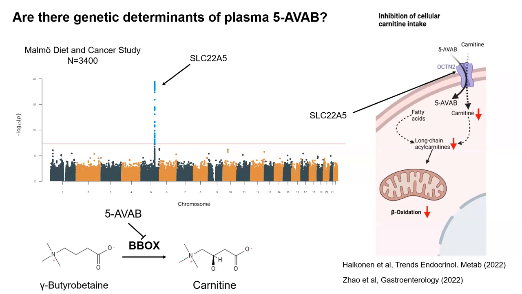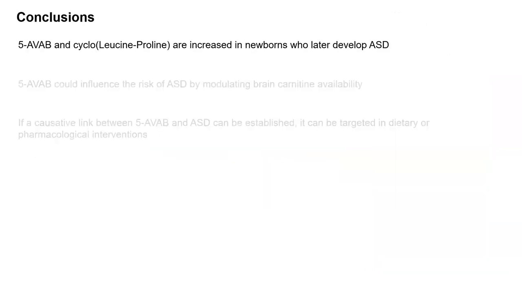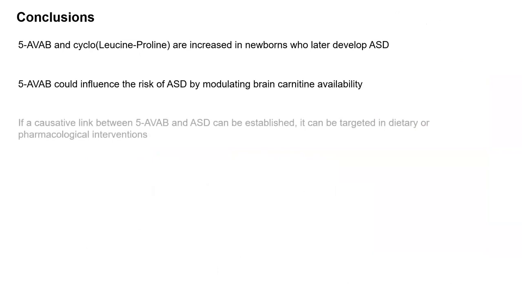We try to put this all together to see if we can understand it a bit better. So just to conclude, we found that 5-AVAB and cycloleucine are increased in newborns who later develop autism. We saw that 5-AVAB could influence the risk of autism by modulating brain carnitine availability. And we think that if we can find a causative link between 5-AVAB and autism, it can be targeted in dietary or potentially also pharmacological interventions in the future.